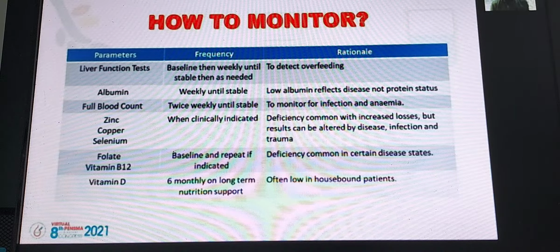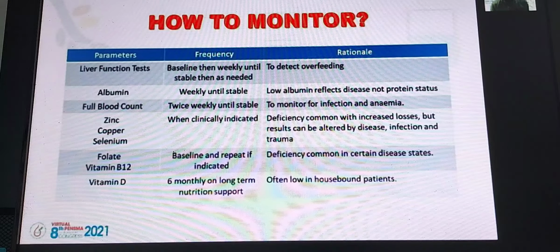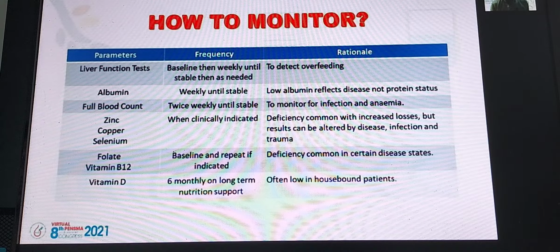Full blood count. It is nice to do it twice weekly to monitor any signs or evidence of infections and anemia. As we know, patients who are on long-term enteral nutrition tend to have anemia. Sometimes it can be because of iron deficiency anemia, sometimes it can be because of vitamin B12 deficiency anemia as well.